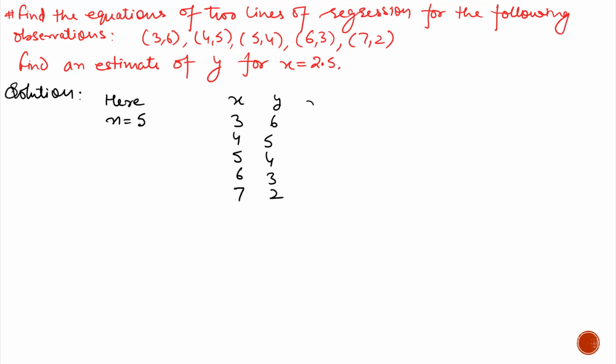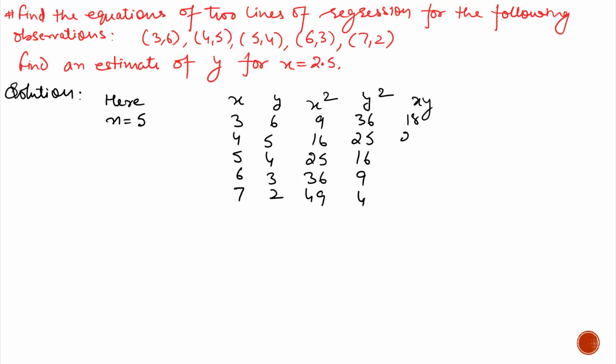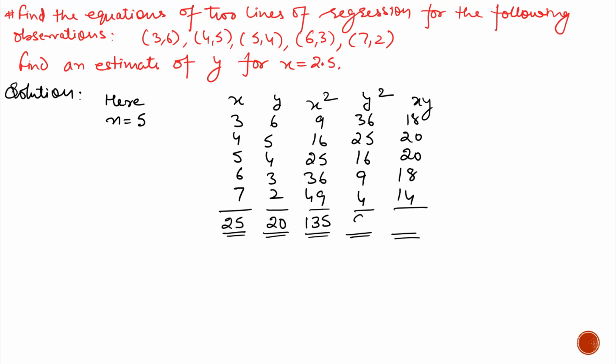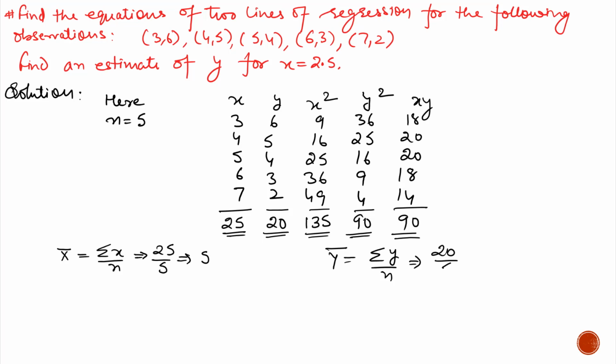We just calculate x square, y square, and after that we'll calculate x into y, and the sum of all. Sum of x's is 25, sum of y is 20, sum of x square is 135, sum of y square is 90, and sum of xy is 90. X bar is summation of x upon n, which is 5. Y bar is summation of y upon n, which is 4.